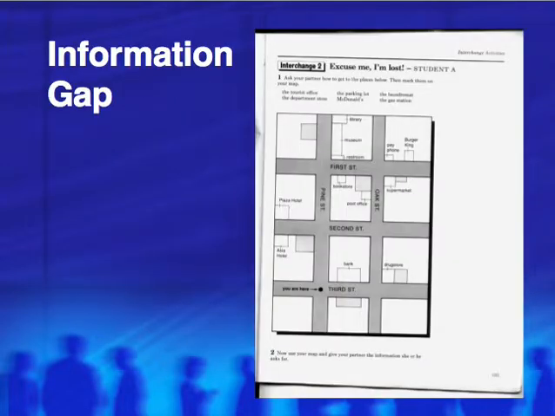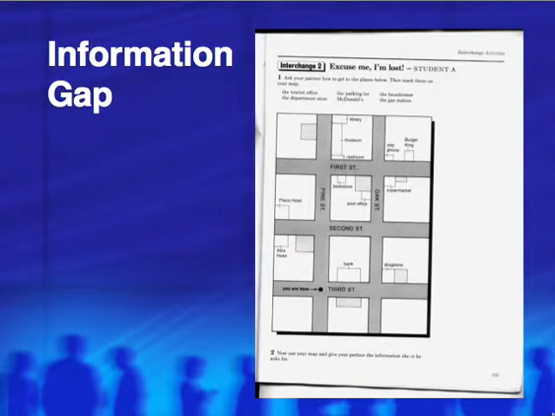So let's start with information gap, and this is a classic one where you have a map, and one student has certain information on his map or her map, and then the other student has other information. This is taken from Interchange, and as you can see, the task here is to ask the other student for directions to the particular places which are listed there.